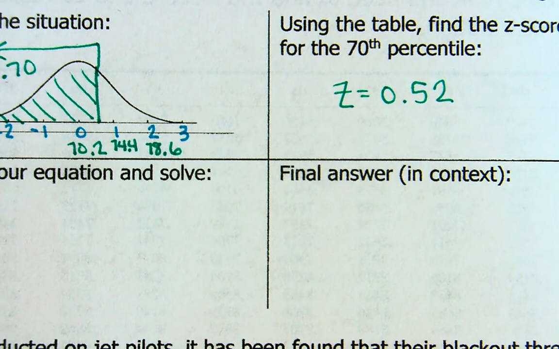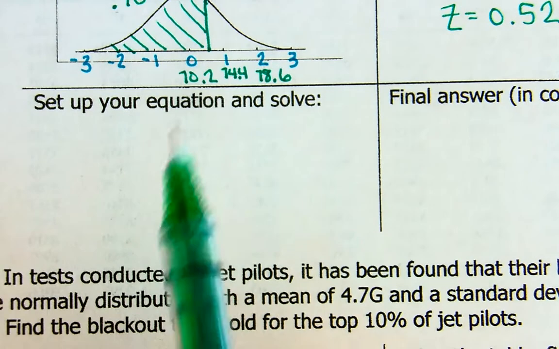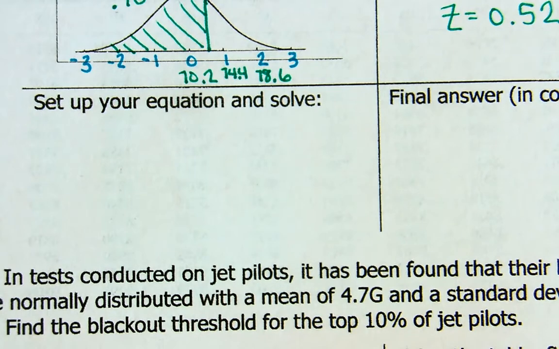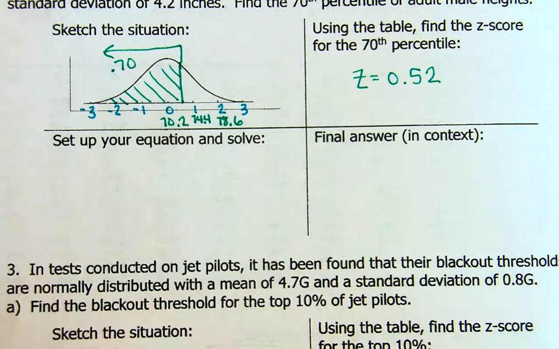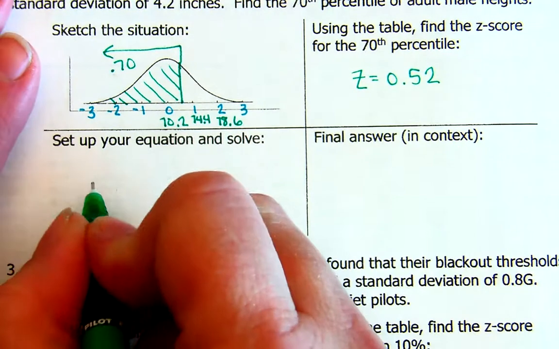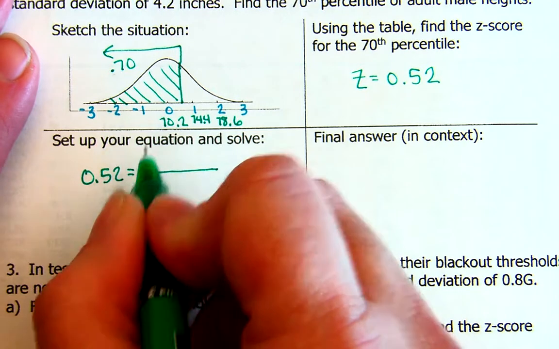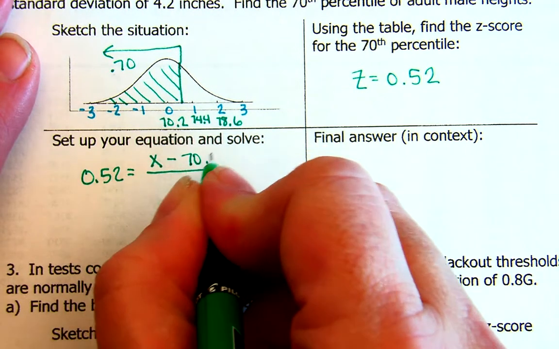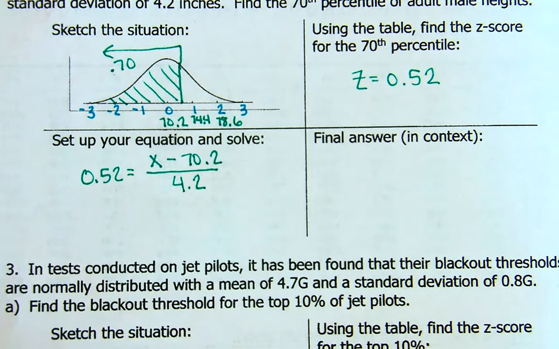Yes. Okay. So what it's saying now is we're going to set up the equation to solve and see what is the height associated with that z-score. So what we do is we just use our z-score formula. So our z-score, 0.52, is equal to the height, which we don't know, minus the mean height, which is 70.2, divided by standard deviation, which is 4.2.